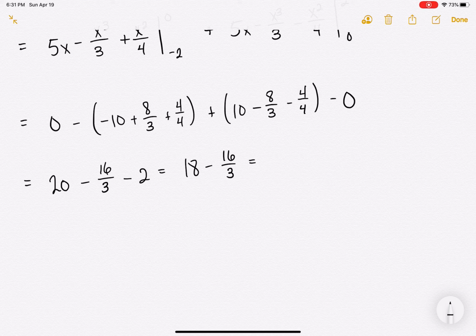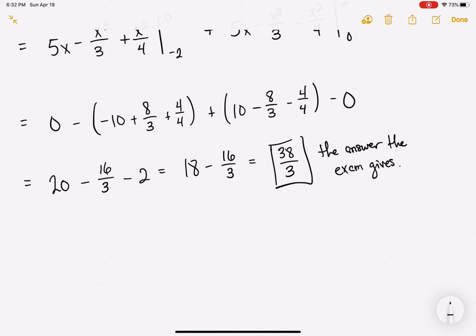18 is how many thirds? I guess it's 54/3. 54 minus 16 is 38, so 38/3. I hope that's the right answer now. 38/3 is the right answer the sheet gives, the answer the exam gives, so we are good to go on that problem.